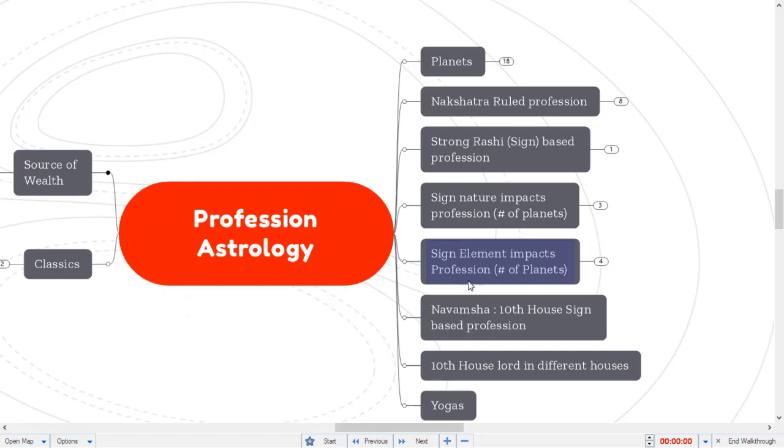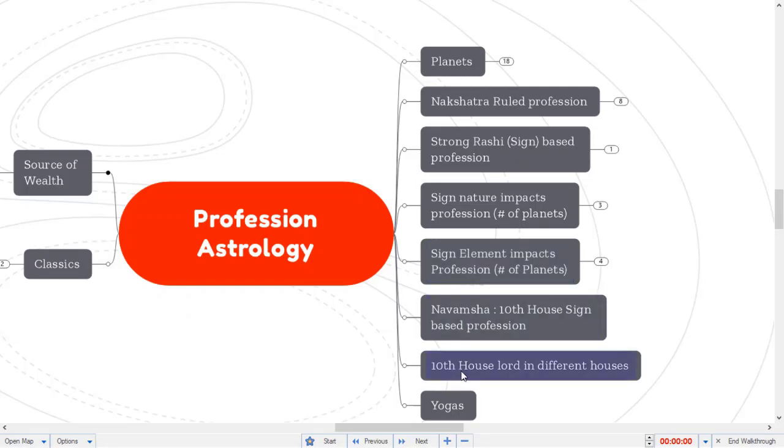The D9, the Navamsha chart. You need to look into the Navamsha chart. So what do you look into? You basically take the 10th house Lord from your D1 chart and see in what sign it has gone in Navamsha and who is the Lord of that sign. The Lord of the sign in Navamsha will have his say in the profession.